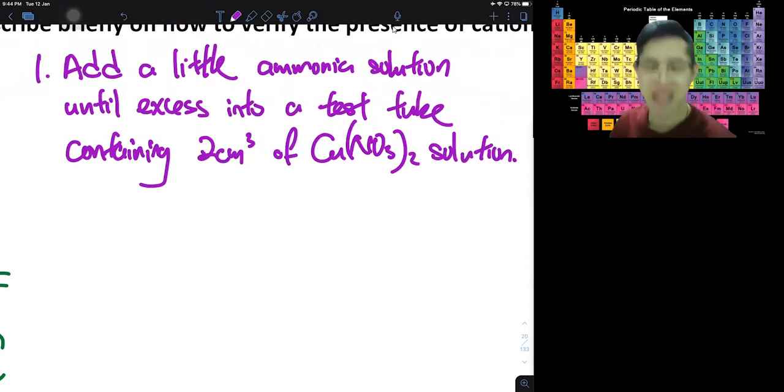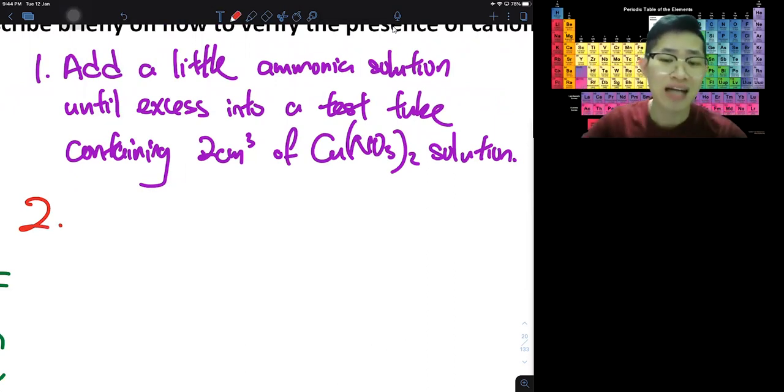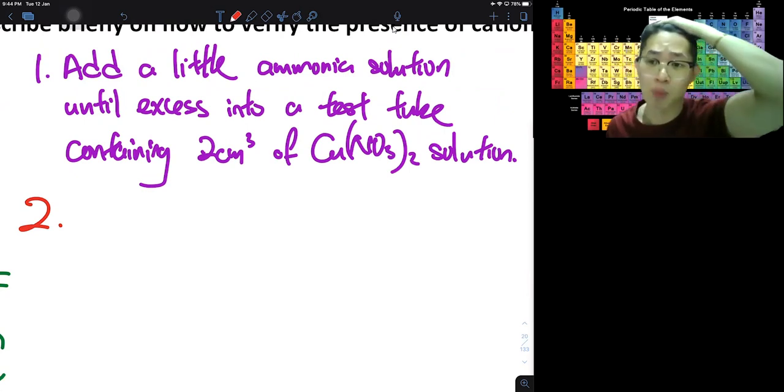And then what is the observation? Can anyone tell me the observation? When I add ammonia solution until excess into the copper 2 nitrate solution, what can I see? What can I observe?